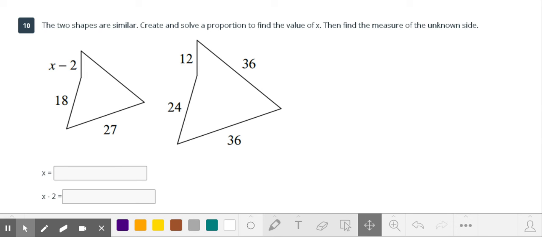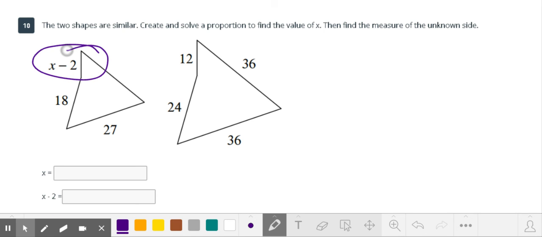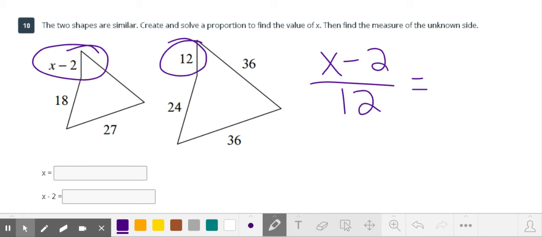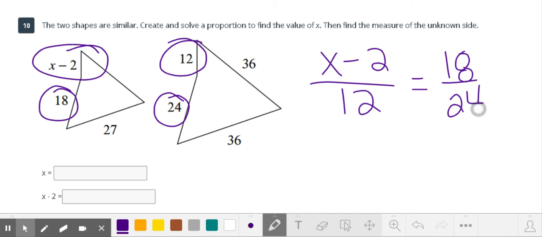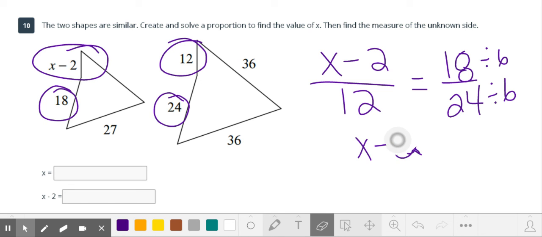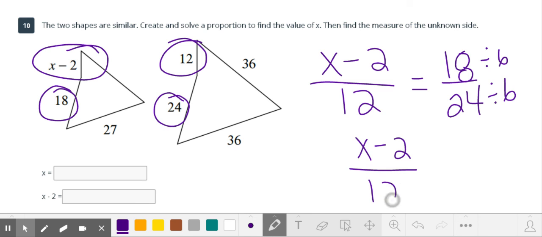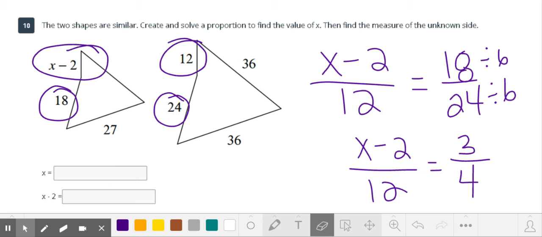Sorry. All right, so now again, we're going to solve for x, and then we're going to find that missing side of x. Well, x minus 2 corresponds to 12. X minus 2 goes with 12, and then it doesn't really matter which other piece you use. So I'm just going to use 18 and 24. And before I do anything else, I'm going to reduce this fraction because I know that I can reduce both of them by 6, and then there's smaller numbers for me to solve this. So it'll be x minus 2 over 12 equals 3 over 4. And when you solve that, you should get 11 for x. You get 9 when you plug it back in.